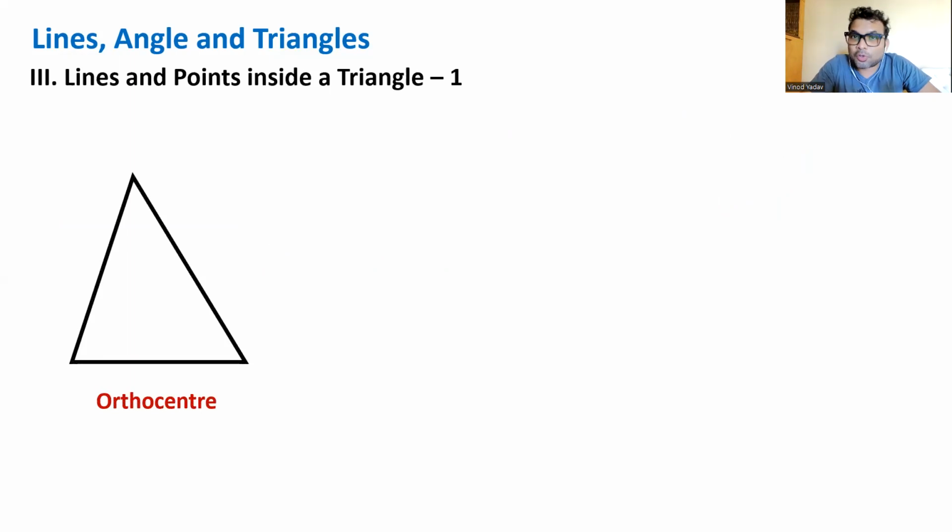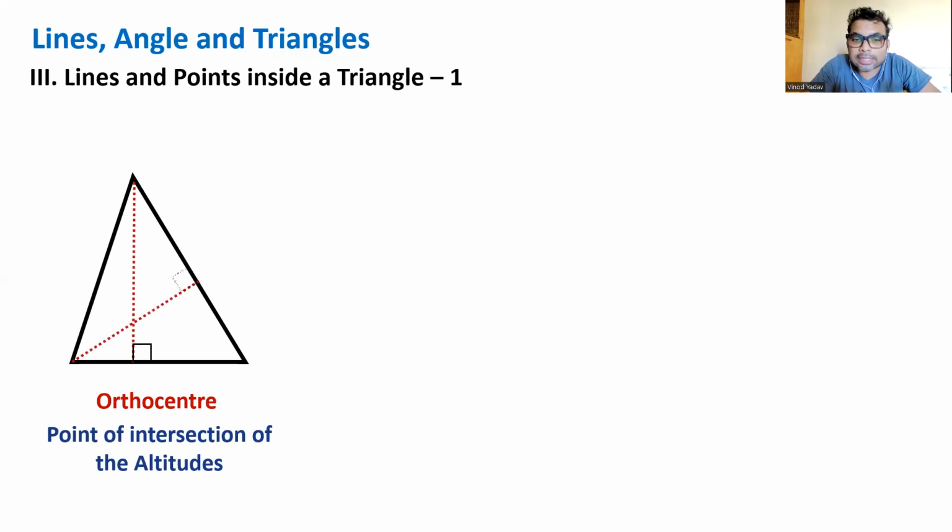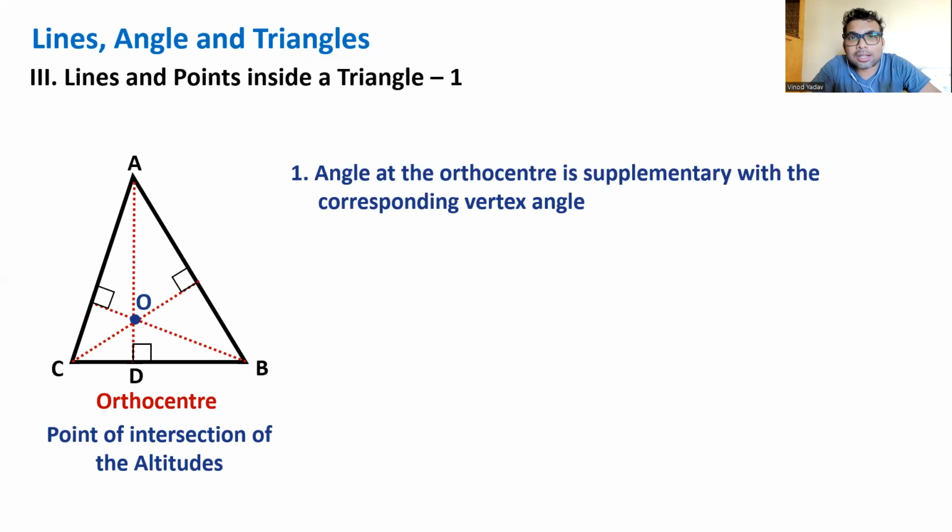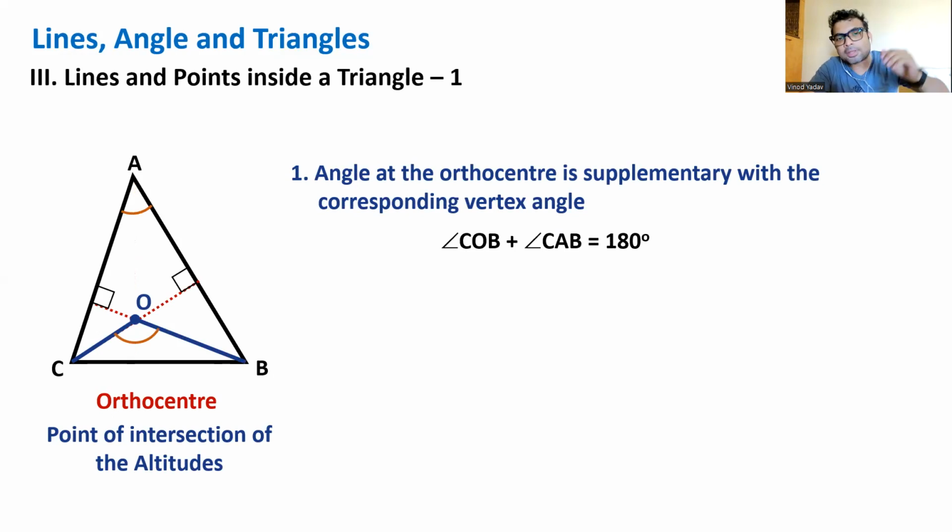Orthocenter. If you draw the altitudes, they will meet at one common point, and that common point is called orthocenter. Okay, that's the beauty. You can denote it by O or H. Centroid, you can denote it as C or G. First point which you should know is angle at the orthocenter is supplementary with the corresponding vertex angle. That is COB plus CAB is 180. You'll understand this reason very well in the circles chapter.